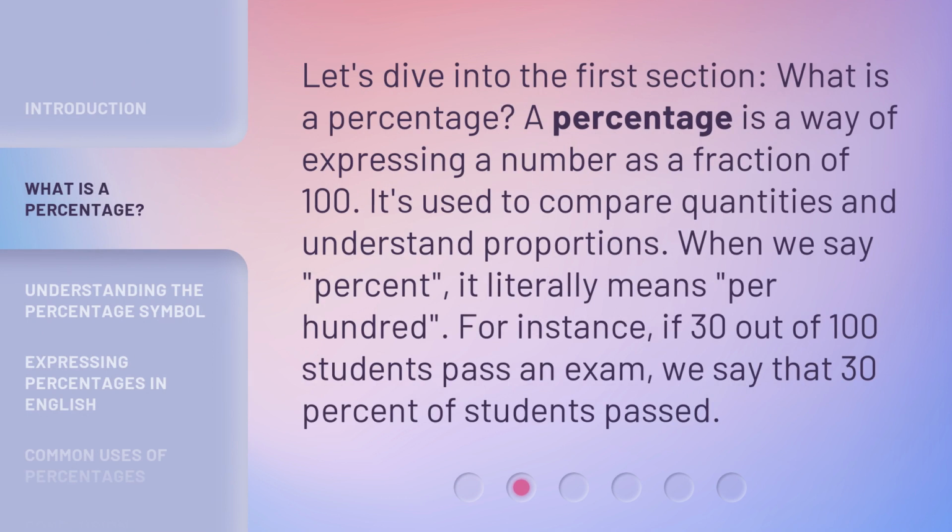What is a percentage? A percentage is a way of expressing a number as a fraction of 100. It's used to compare quantities and understand proportions. When we say percent, it literally means per hundred. For instance, if 30 out of 100 students pass an exam, we say that 30% of students passed.